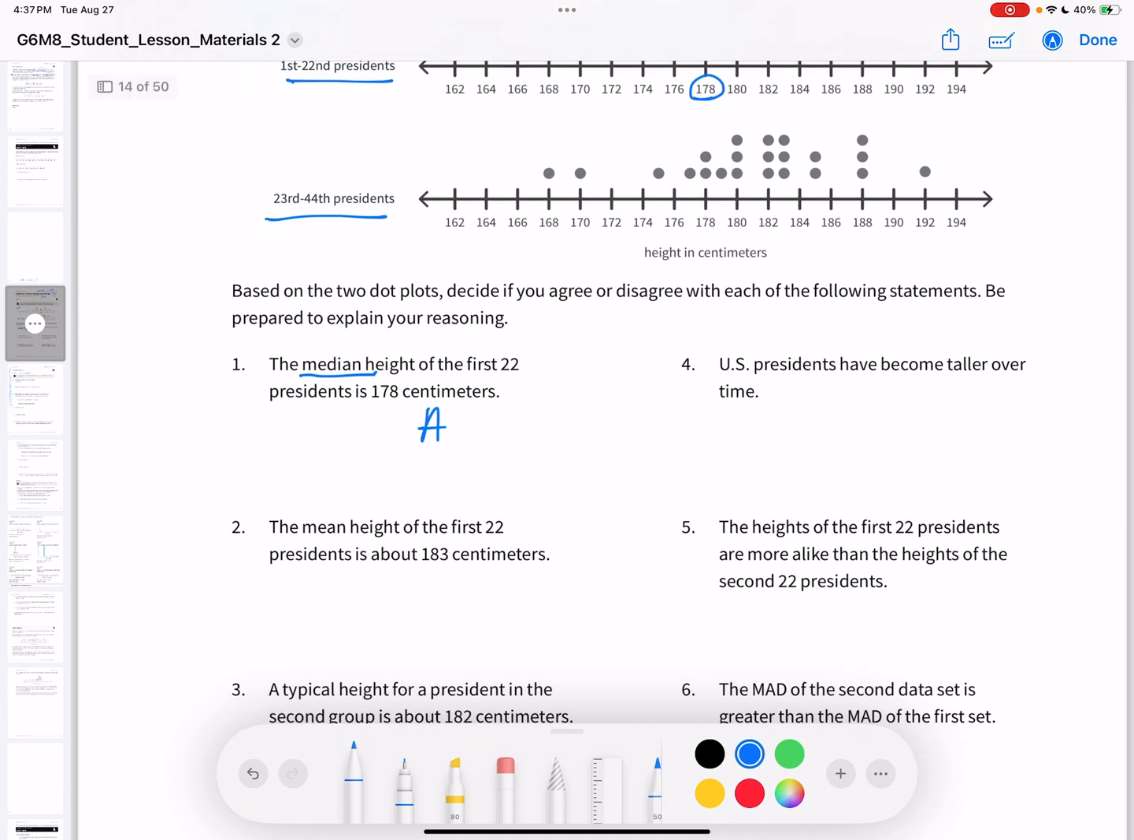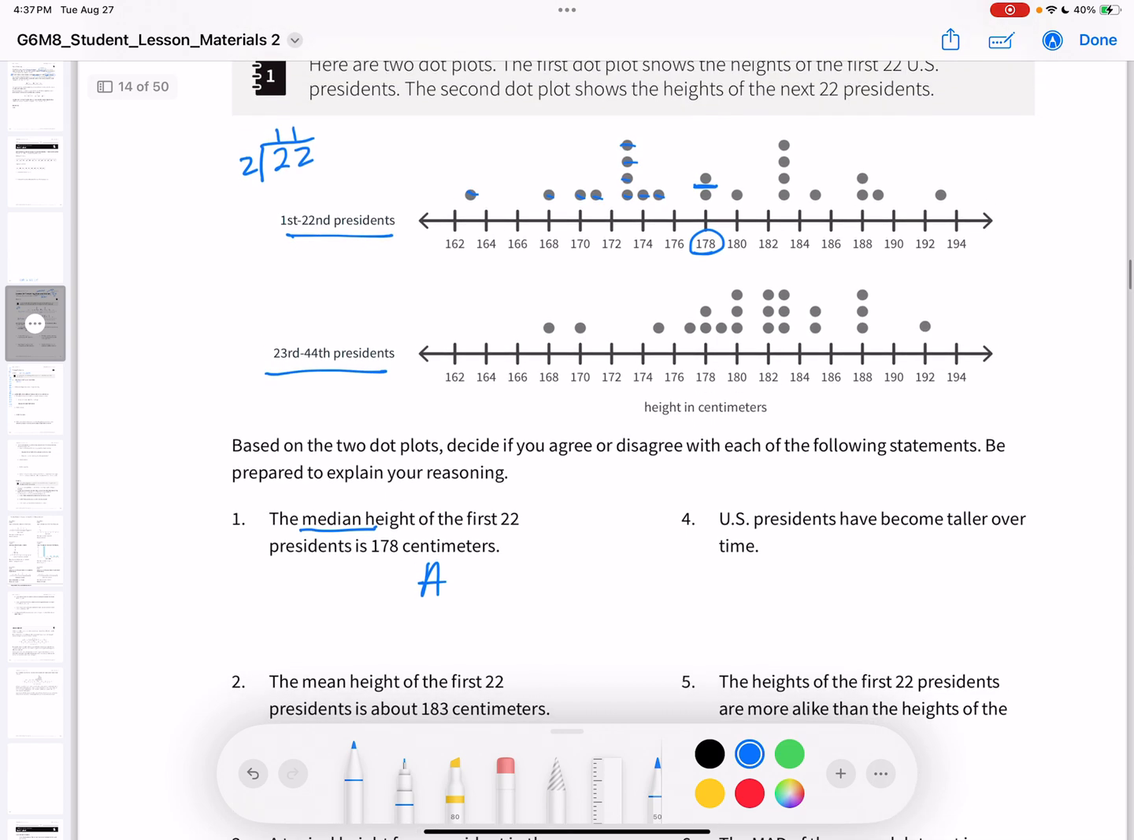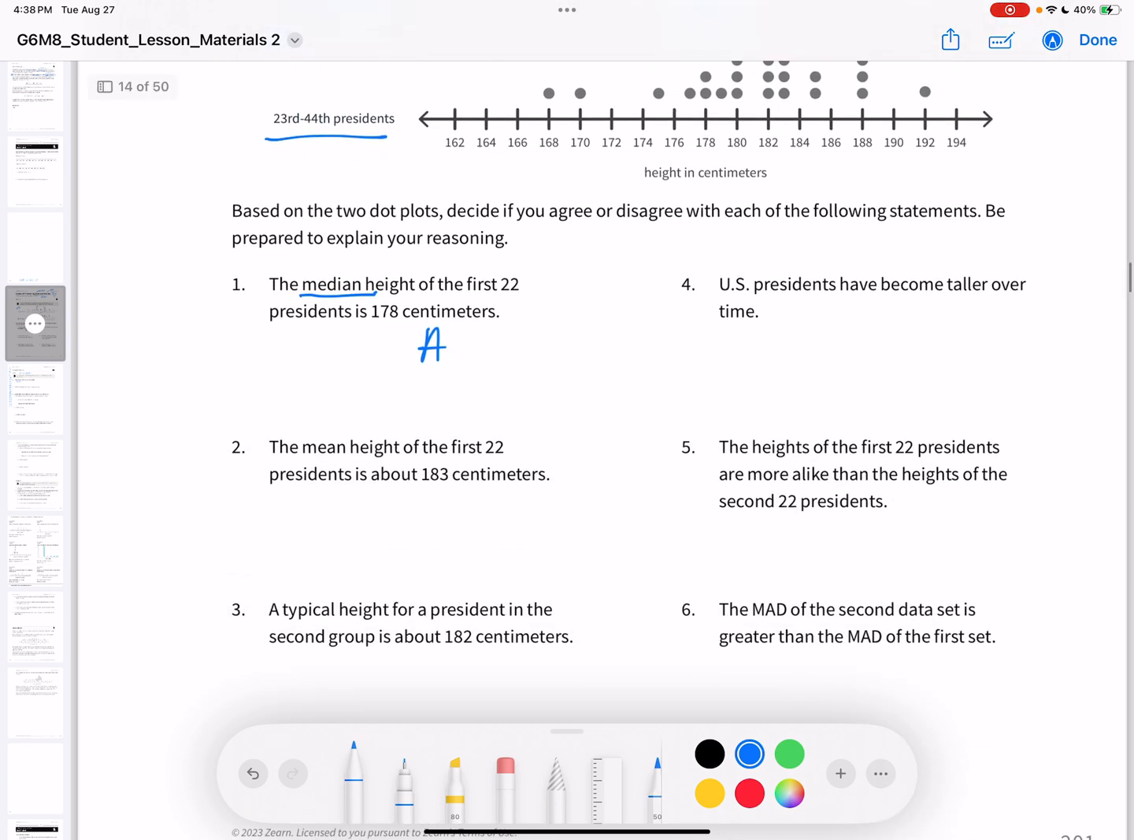2, the mean height of the first 22 presidents is about 183 centimeters. So they're saying 183 centimeters right here, that's the mean. Is it a good thought? So looking at this, although there are 4 presidents who are 183 centimeters tall, 183 is not the balancing point, right? More than half of our presidents' heights are below this number. So I'm going to say I disagree with this statement.